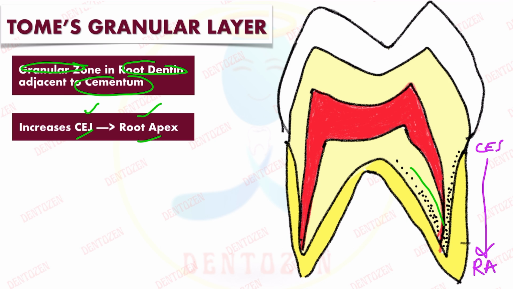Now comes the important question: why is this appearance there, why is this layer formed? Dentinal tubules, where they end at cementum, their terminal portions, their last portion will loop like this. They will form a loop, it will curve like this, and within these loops we can see the spaces.